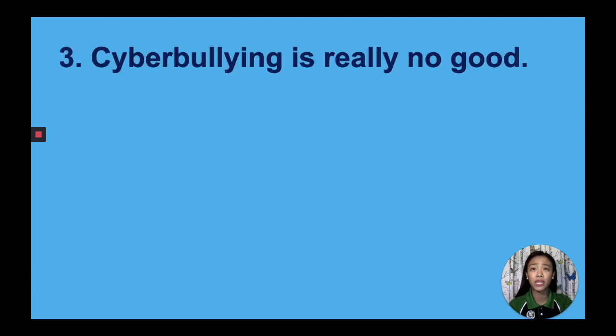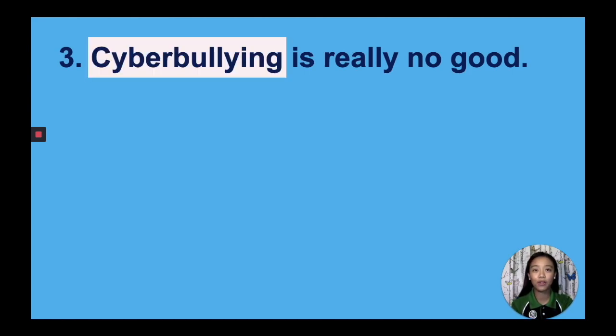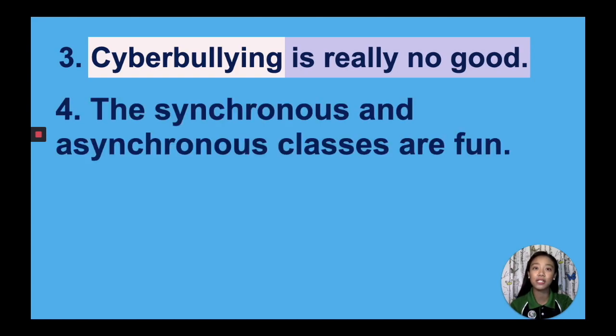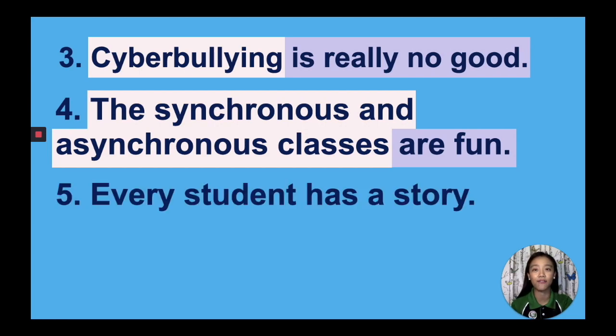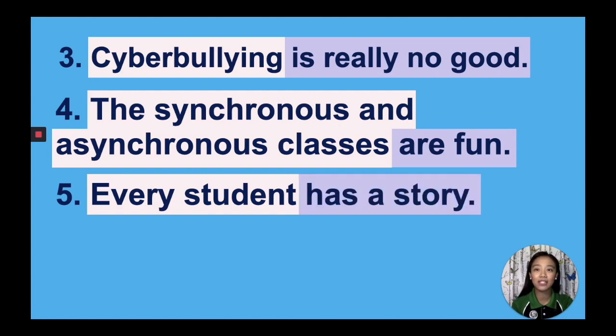Let's proceed with the answer to the third sentence. Cyberbullying is really no good. The complete subject is the word cyberbullying, and the complete predicate is the verb phrase is really no good. For the fourth sentence, the synchronous and asynchronous classes are fun. The complete subject is the compound subject, the synchronous and asynchronous classes. And the complete predicate is the verb phrase are fun. Last item, number 5. Every student has a story. The complete subject is the phrase every student, and the complete predicate is the phrase has a story.